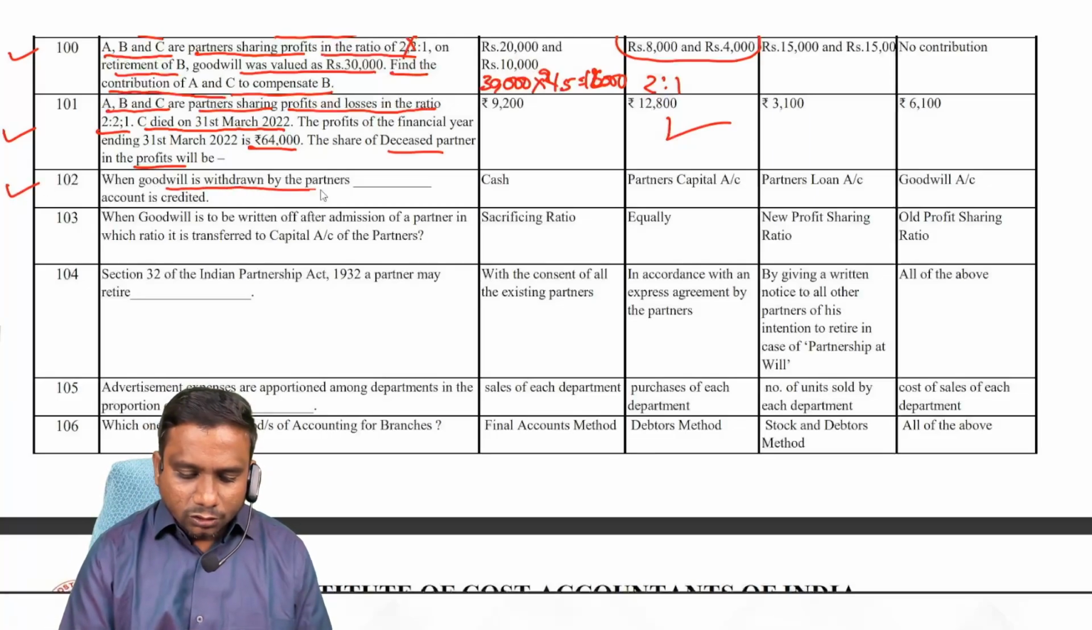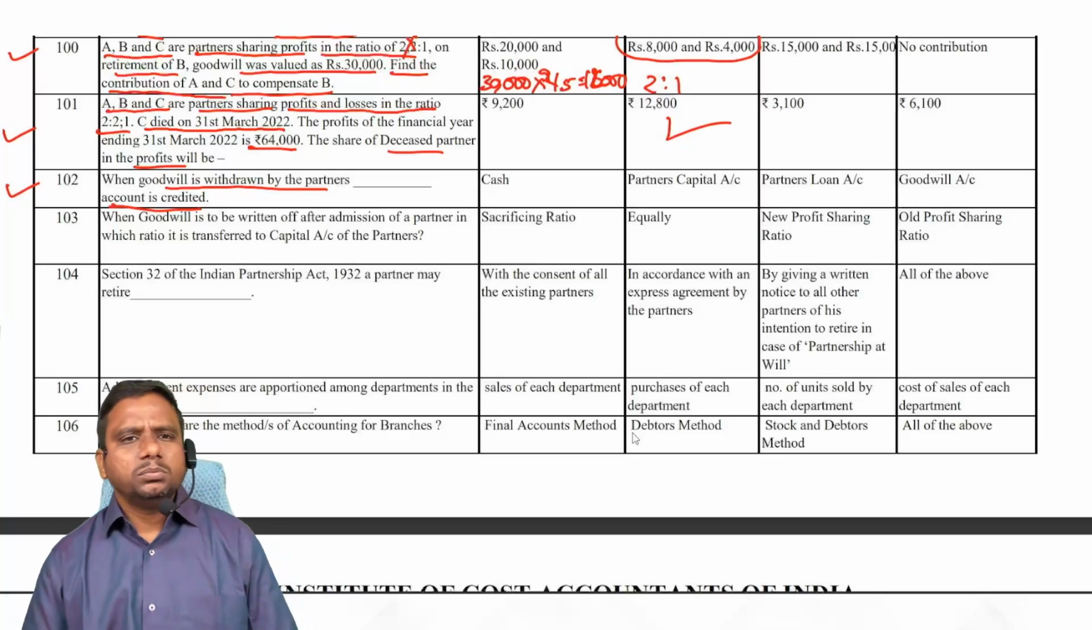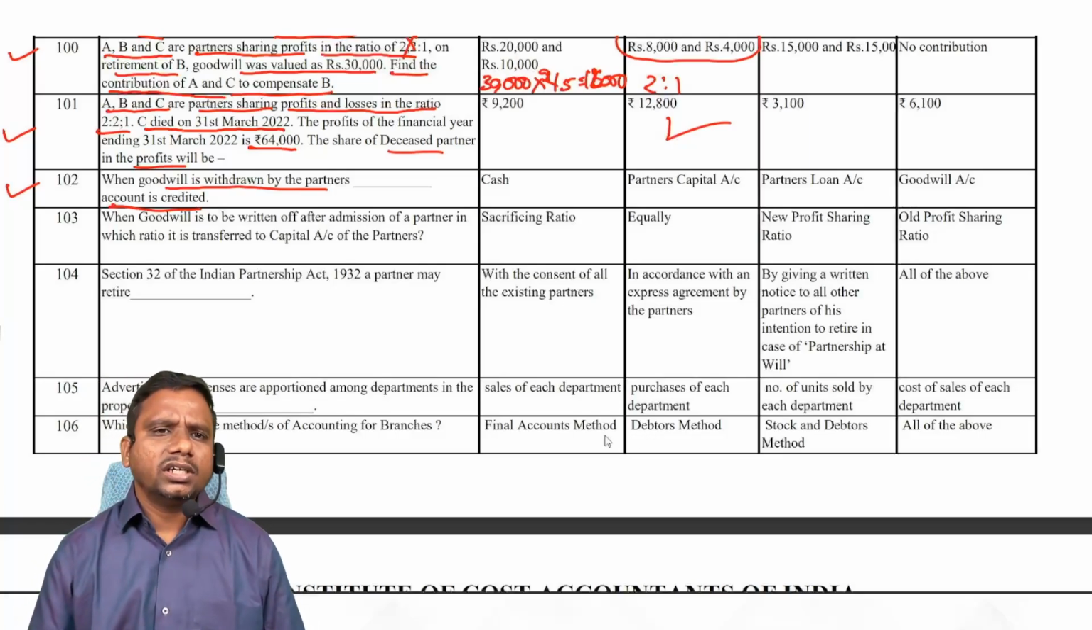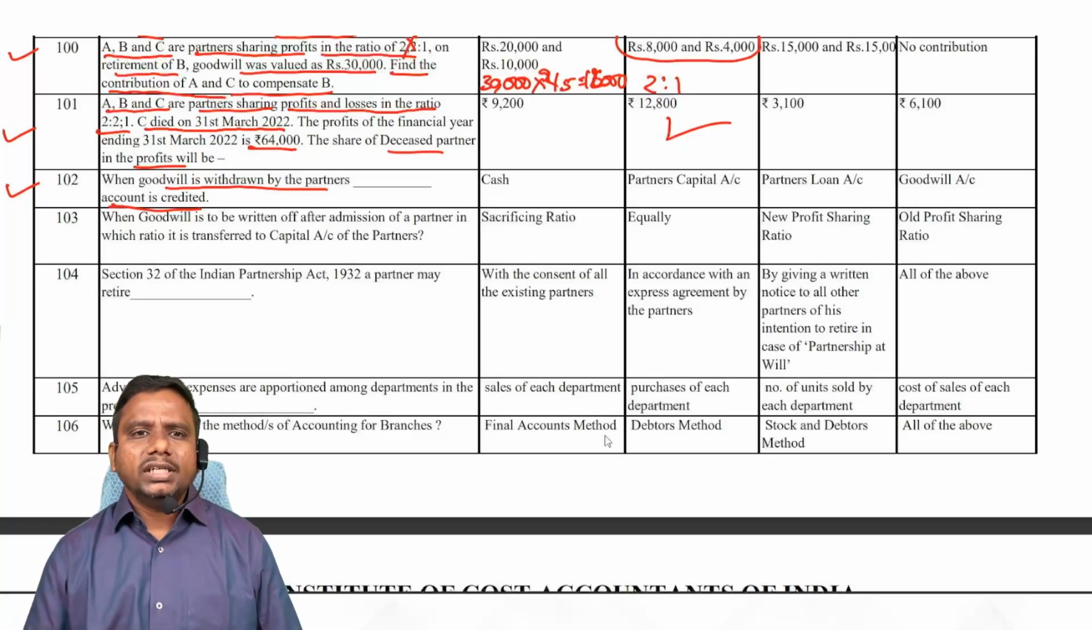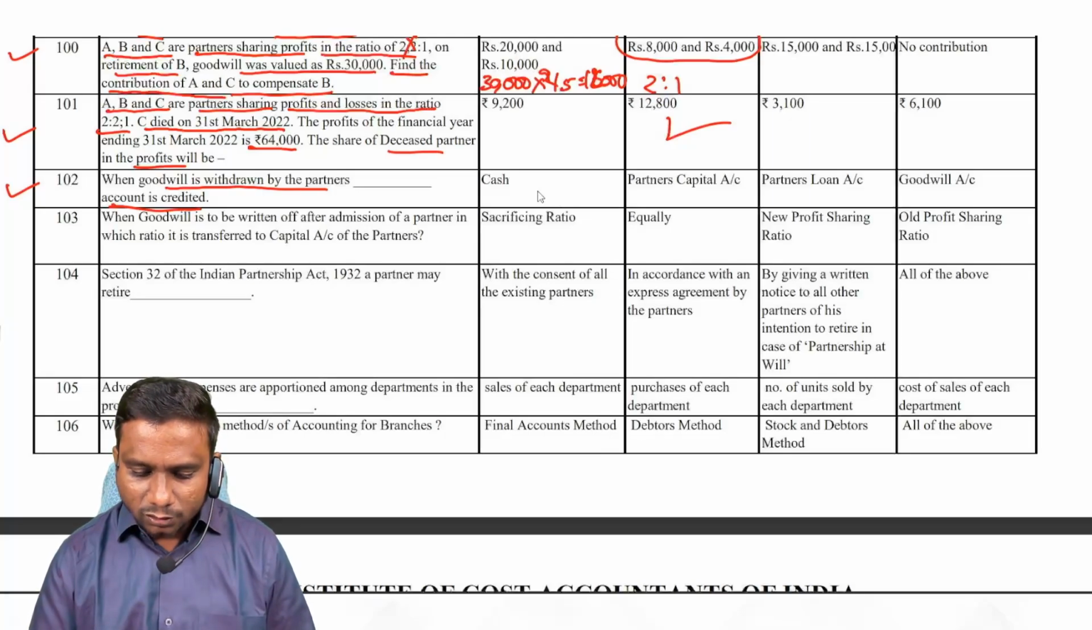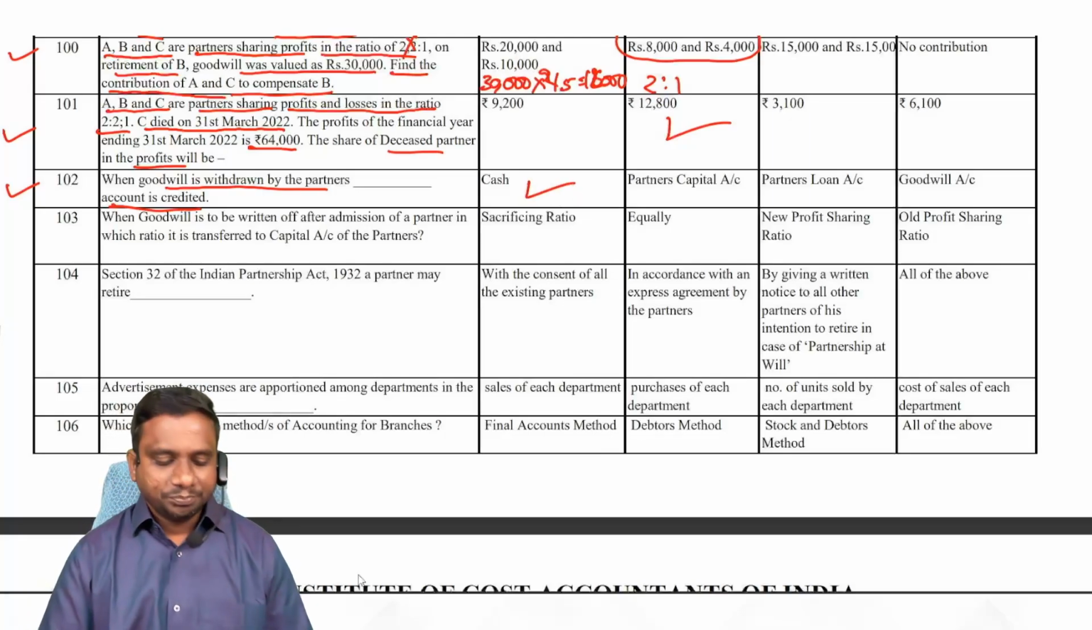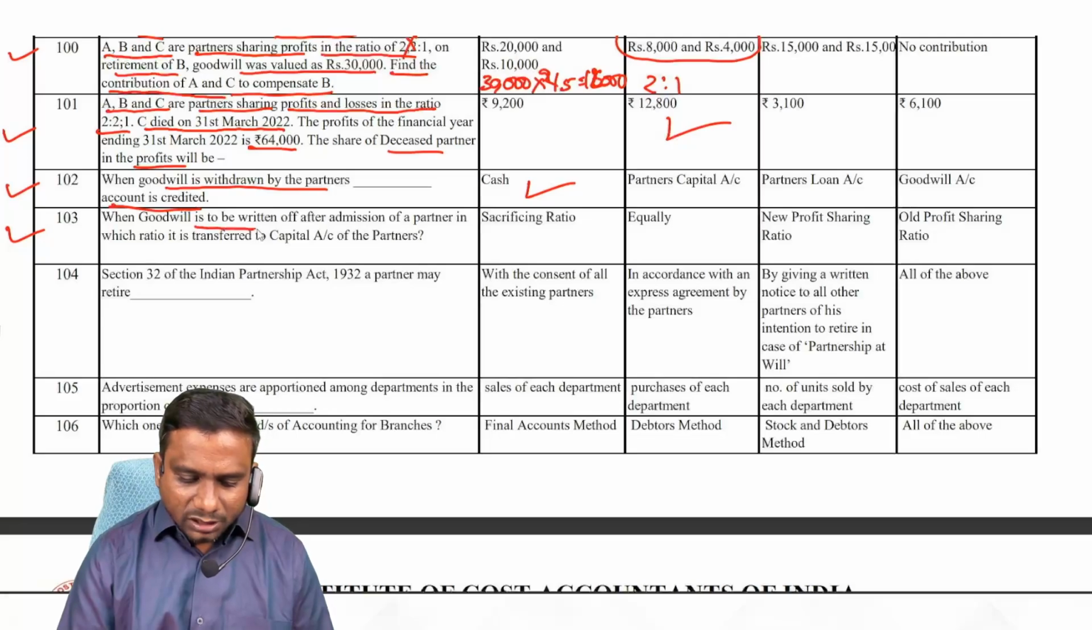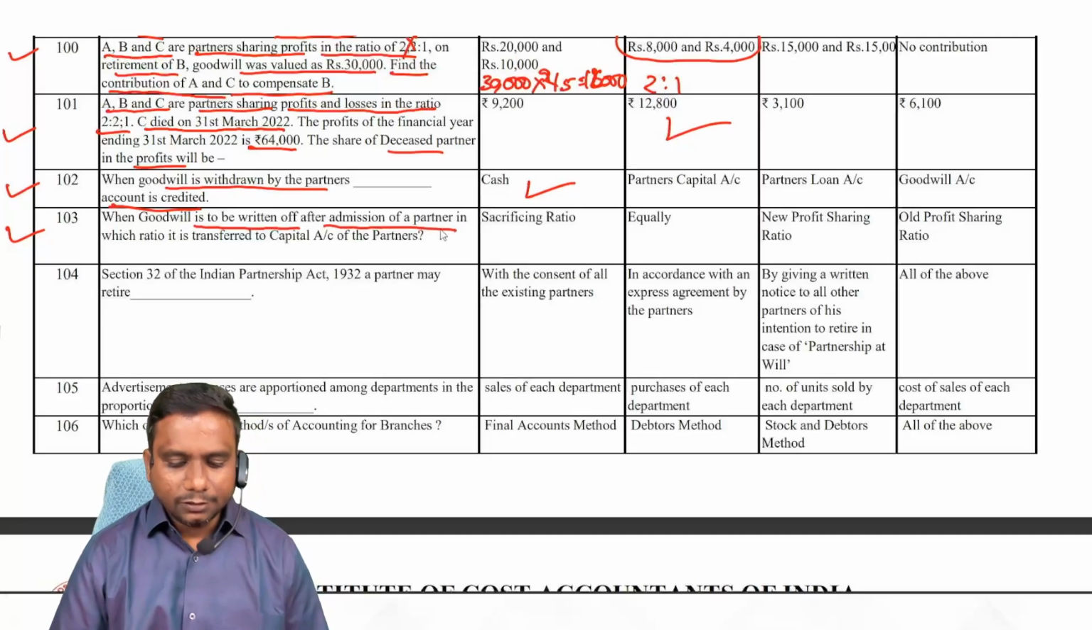When goodwill is withdrawn by partners, dash account is credited. So when goodwill is withdrawn by partners, cash or bank account is credited. What is the entry? Partner's capital account debit to cash or bank account. So cash or bank account is credit. So option 1.